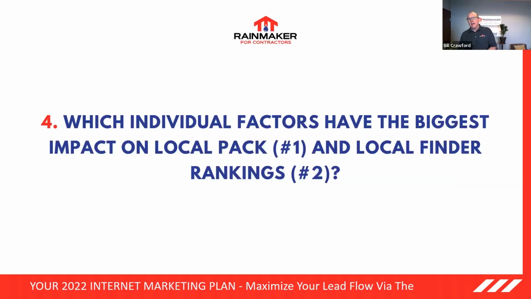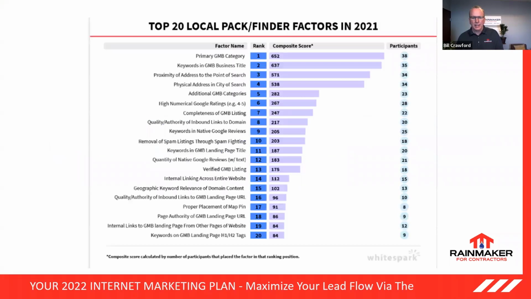All right. Which individual factors have the biggest impact on local pack 1 and the local finder 2? I keep mentioning these 3 sources. This is 1 and 2. So this is that 3-pack and the map and the section after you click see more. I'm not going to go through all these, but here's the list.